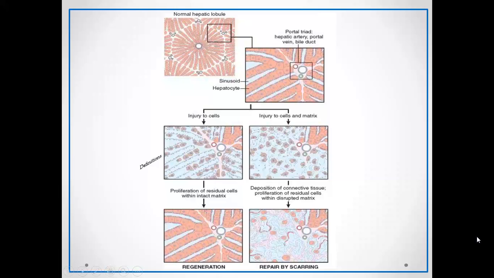However, if the extracellular matrix is also disrupted, regeneration occurs, but the normal architecture does not come back. The cells may not be able to regenerate completely, and then call for connective tissue, fibroblasts, and other cells to replace it. This is called repair by scarring: deposition of connective tissue and proliferation of residual cells within the disrupted matrix.